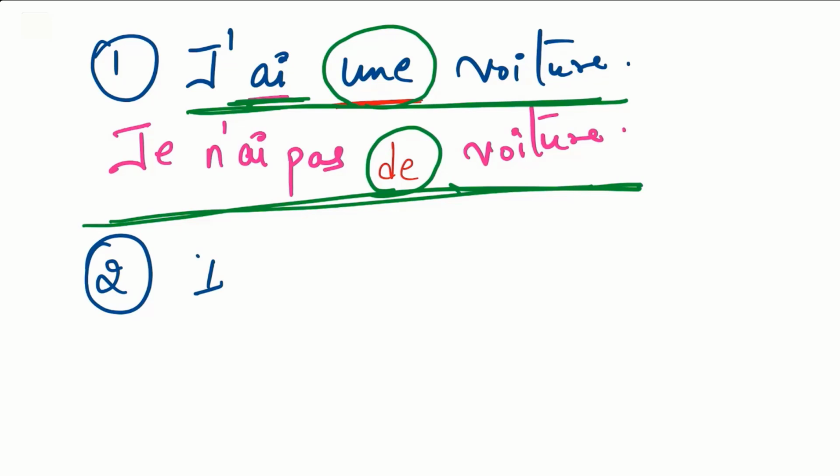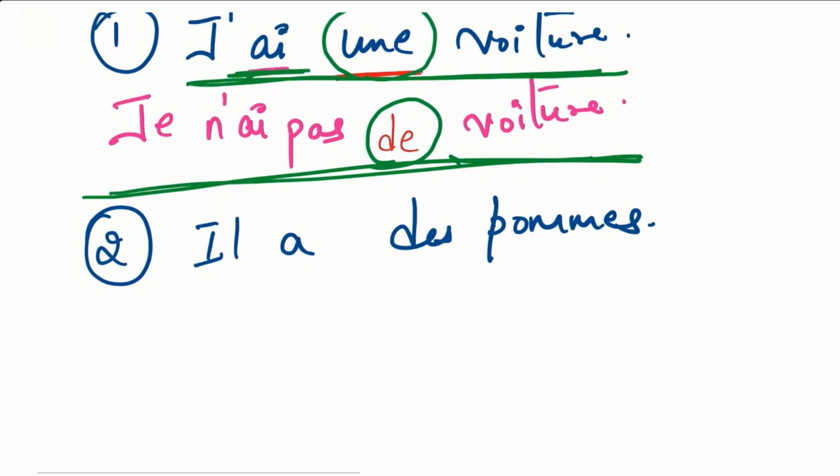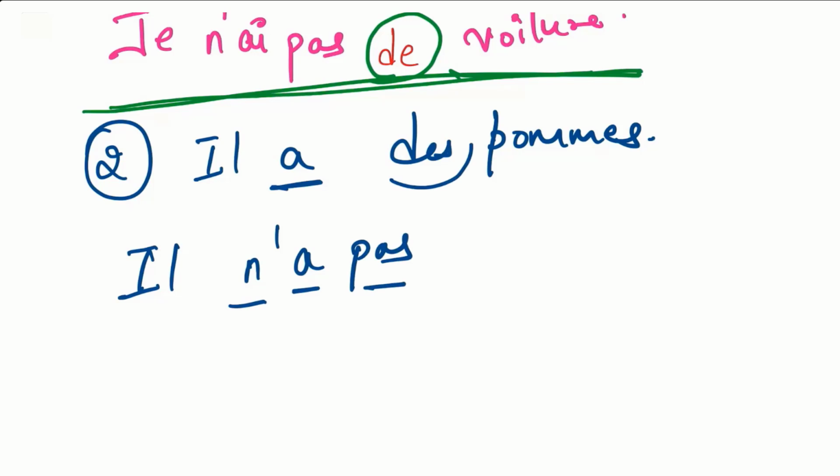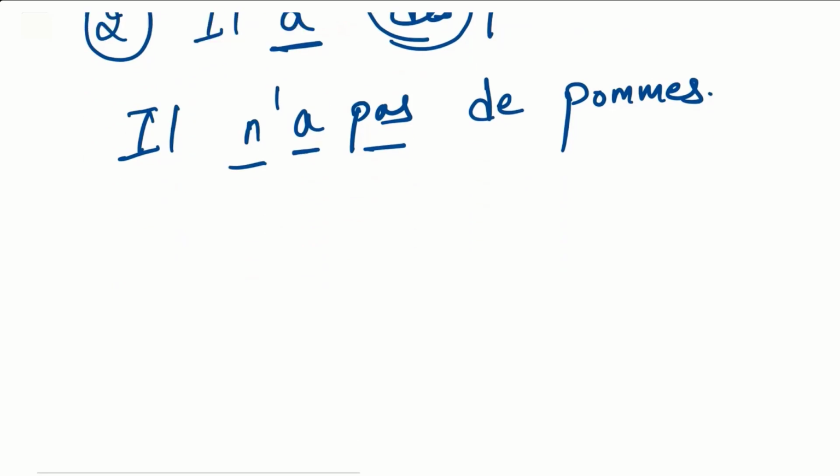So let's take the next example now. Il a des pommes. He has apples. So he doesn't have apples now. How to write that? A is the verb. So ne and pas, and this will change into what? De. The rest of the sentence will remain as it is. D'accord?